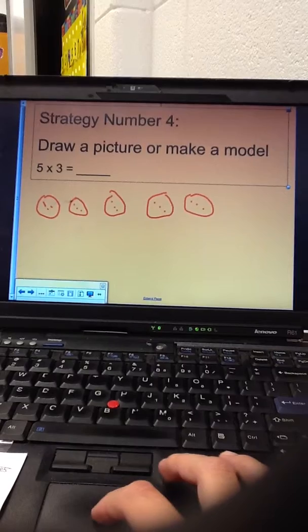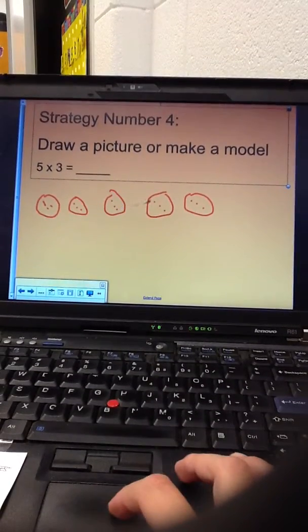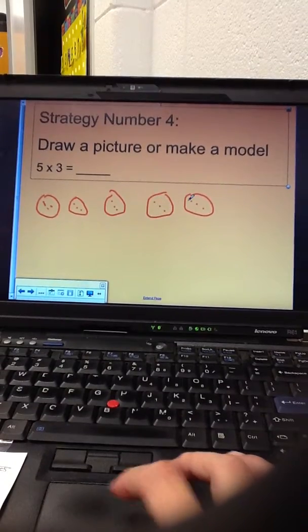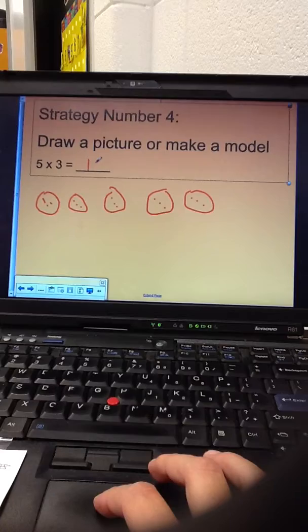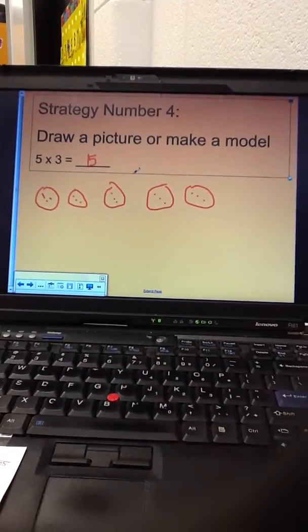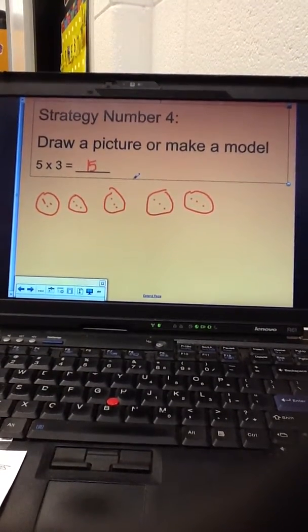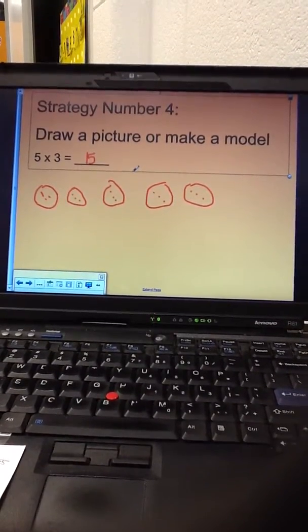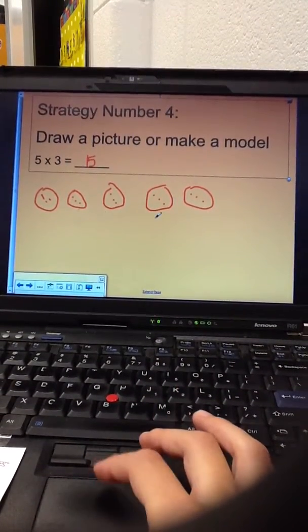1, 2, 3, 4, 5, 6, 7, 8, 9, 10, 11, 12, 13, 14, 15. So again, my answer was 15. So I very quickly showed you 4 different strategies that you could use. We had repeated addition, we had skip counting, we had drawing an array, and making a picture or a model.